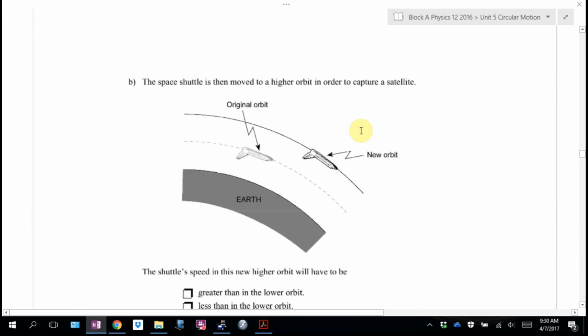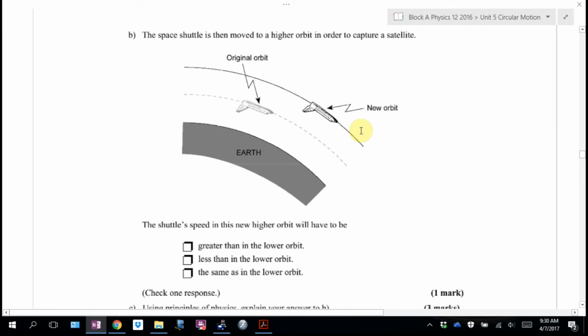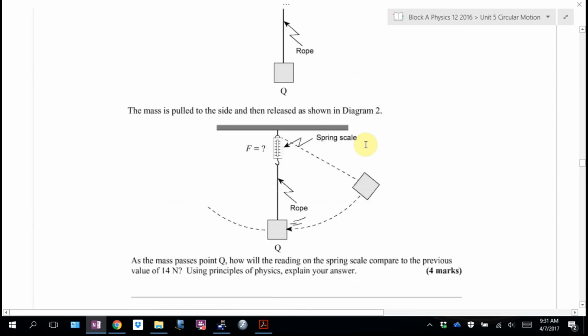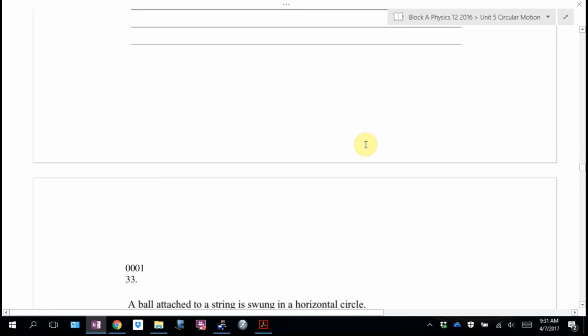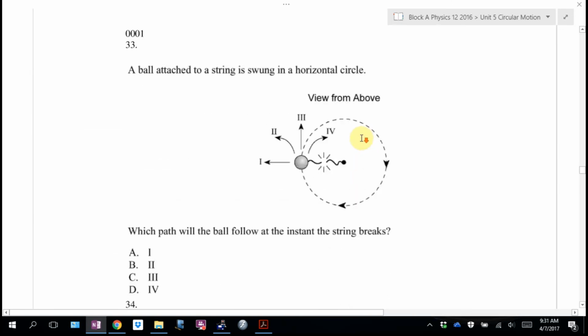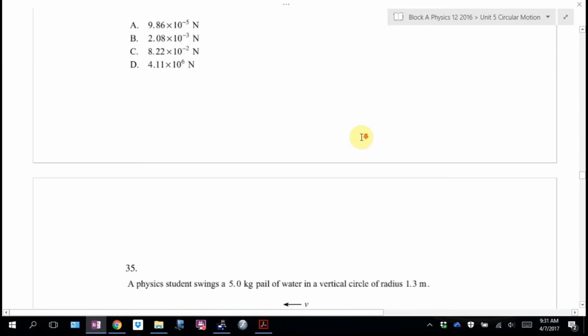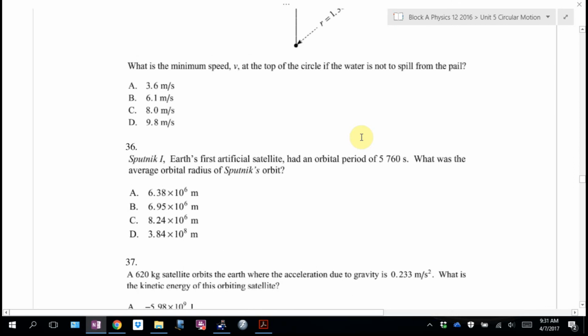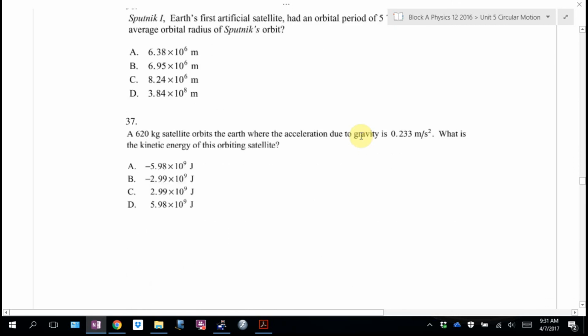31A is good. Oh, sure, and here's what I meant. 31B, this would be a nice example of using principles of physics to explain something to do with orbits. 32 is good. 33 is a good conceptual question. 36, I'm giving you the period, find the radius for Sputnik.